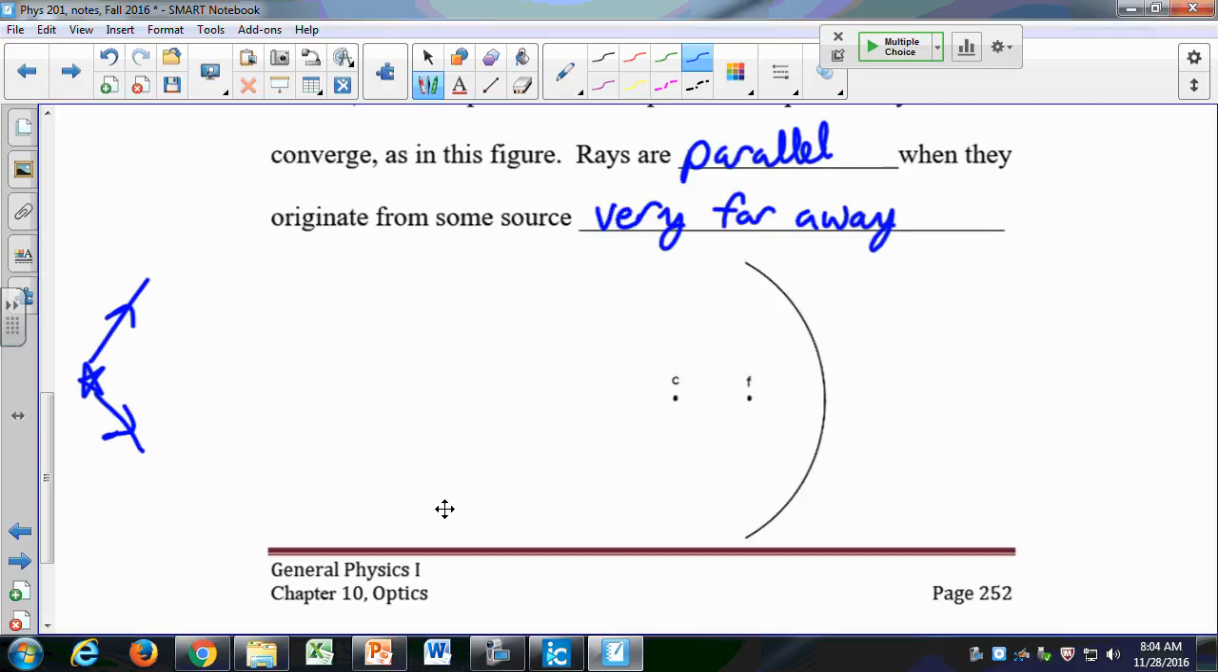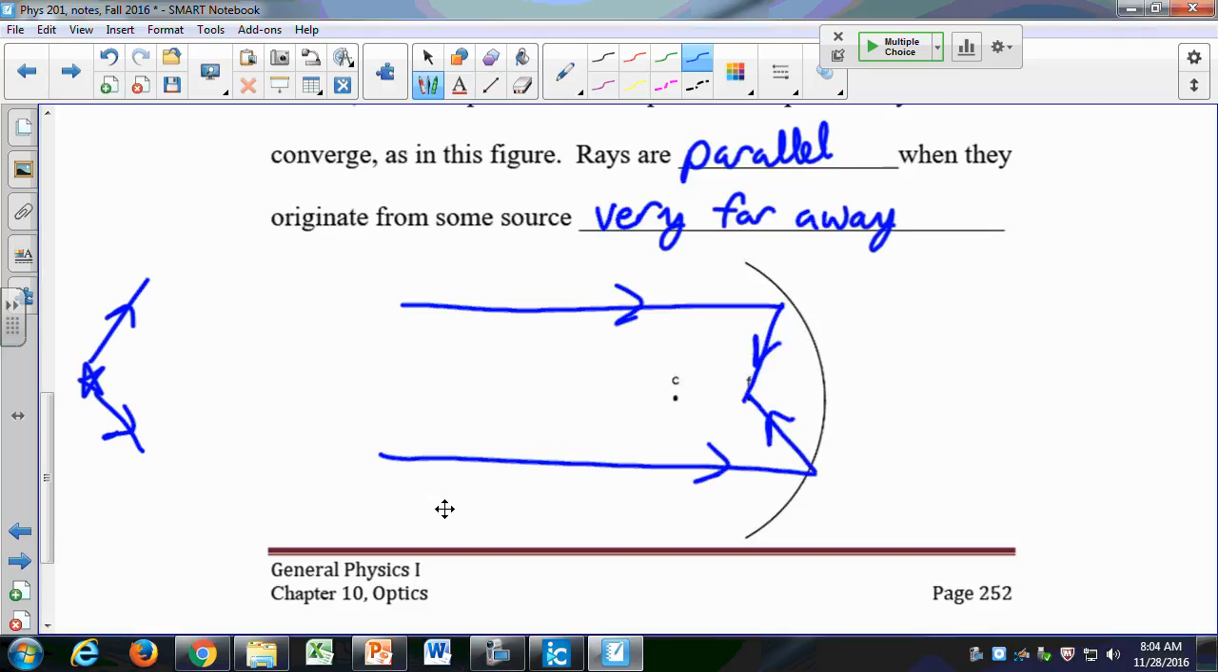Because you're only seeing a small sliver of the light that's coming from that object, and so they're basically parallel. I can also take an object, like a light bulb, and just put it at the back of the room, and by the time the light gets over to me, I'm seeing only such a small portion of the sphere of light that it's emanating, that those rays are basically parallel. Now when these parallel light rays come into a mirror, they're going to all focus at the focal point.